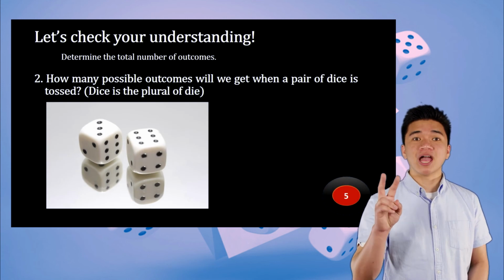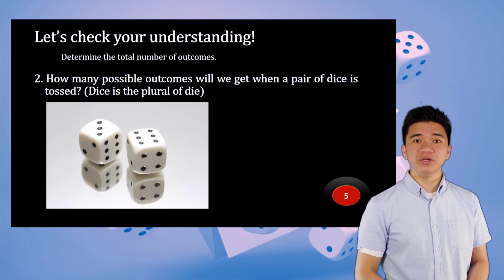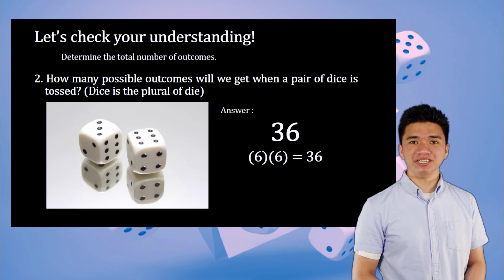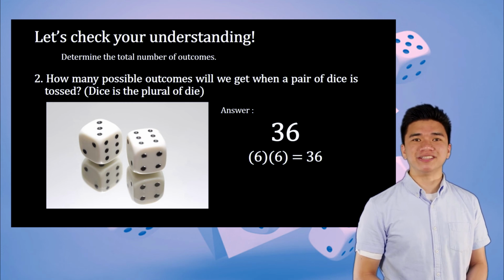Number 2. How many possible outcomes will we get when a pair of dice is tossed? Dice is the plural of die. If your answer is 36, you are right because 6 times 6 is 36.